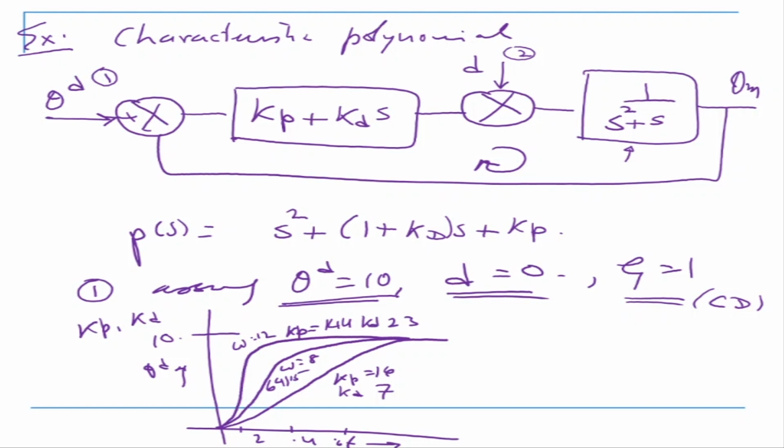Okay, so this is basically showing you that if you change your gains, what happens to omega. You can see here that the gain is very low, it's 16 and 7, whereas here the gain is very high, Kp is 144. So you also see the response is very fast. Okay, now this is one case.